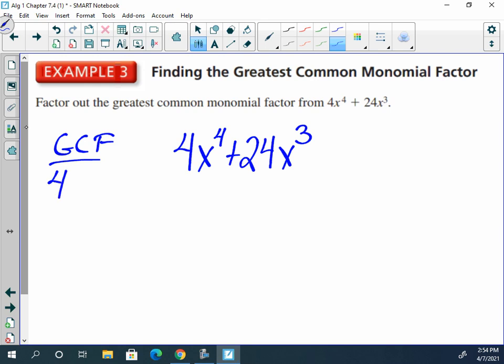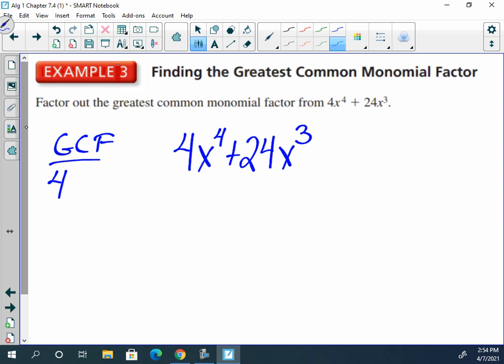Now we need to look at the variables. Both of them do have x, yes? So we know we can take at least one x out of both of them. Can I take 2? How many x's do I have here? 4, because it's x to the fourth, so there's 4 of them. Here I have x to the third. Are there at least 2 in both?